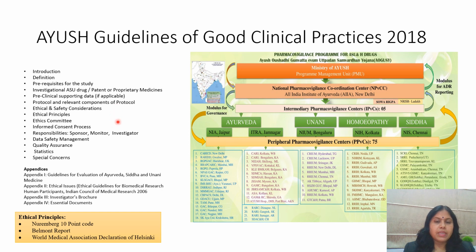Then ethical and safety considerations. So it is very necessary that the patient's safety, patient's dignity, and patient's privacy need to be maintained during the clinical trials. And under the ethical principles, it is known to the investigators and institutes about the Nuremberg's 10-point code, which is very old and the first type of ethical principle for clinical trials.